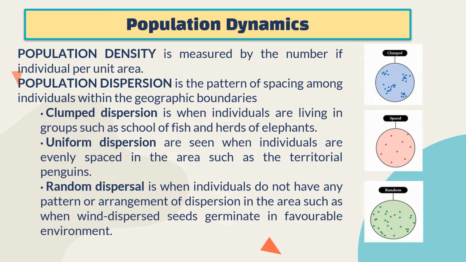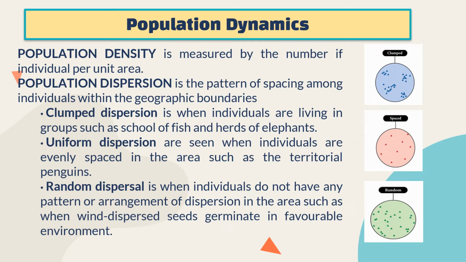Something like that. Population dispersion is the pattern of spacing among individuals within the geographic boundaries. As you can see on the right side of this slide, these are the illustrations for the dispersion. The first one is the clumped dispersion. This means that individuals are living in groups, such as schools of fish and herds of animals. So this is somewhat similar, na by group.